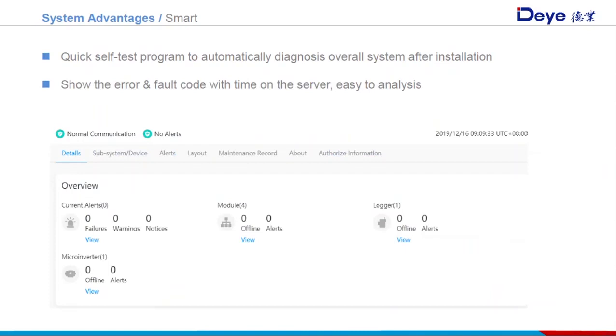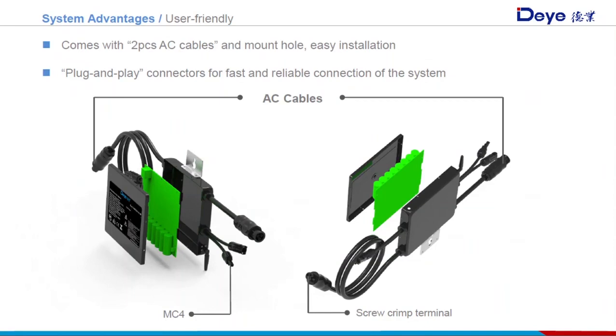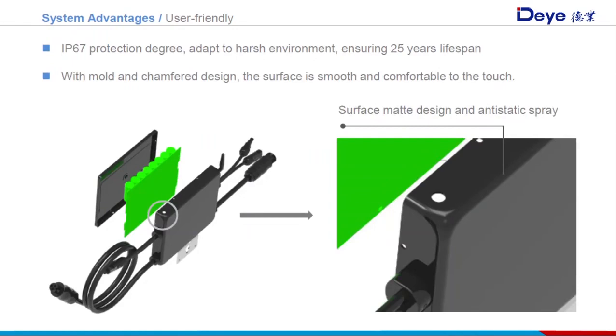Deye microinverter comes with 2 AC ports to make installation easier and faster. With IP67 protection degree, it is able to adapt to harsh environments thanks to the model and the chamfered design. The microinverter surface is smooth and comfortable.